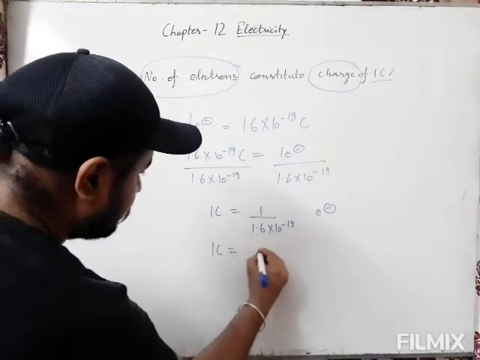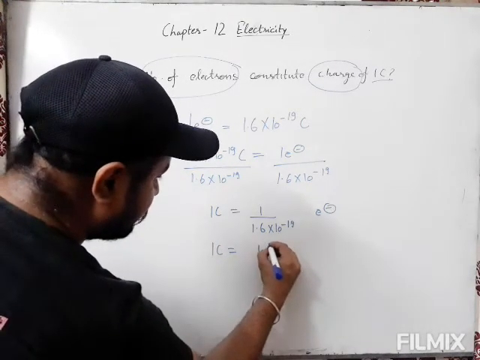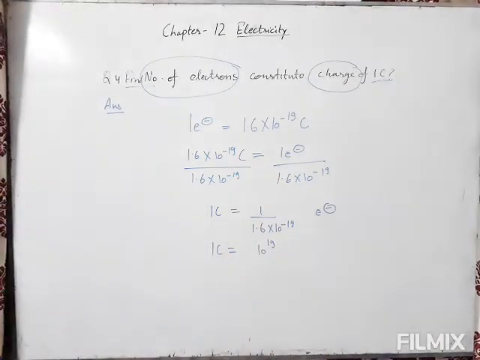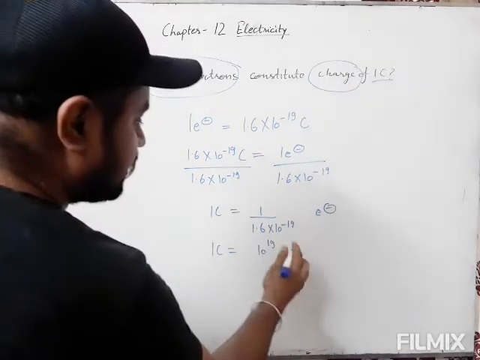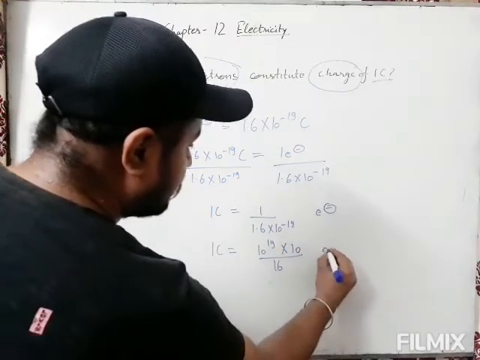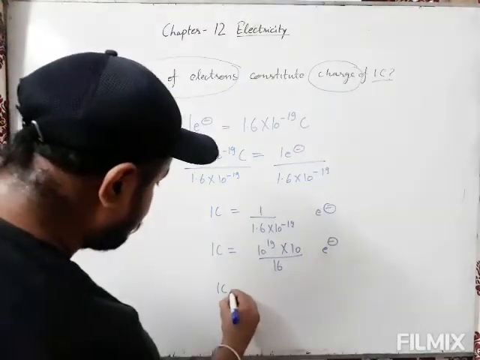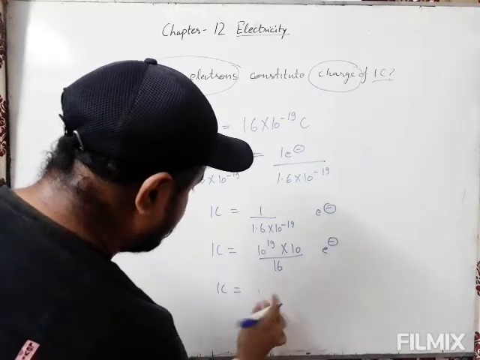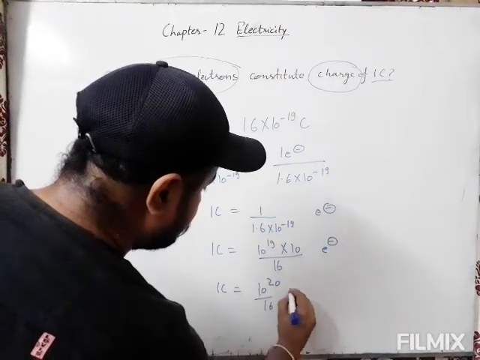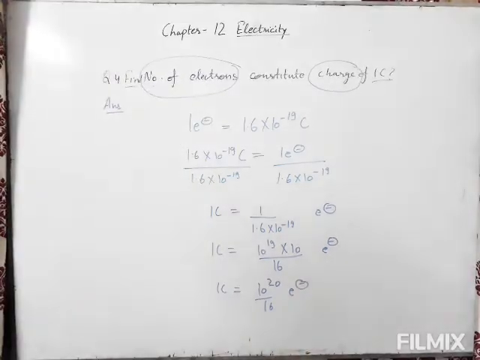So now I would be making the calculation a bit easy. 10 to the power 19 minus 19 is in the denominator, and in the numerator it will be plus 19, and 1.6 will also go up, and it will be 16 over here. Now we can write it as 10 to the power 20 by 16.